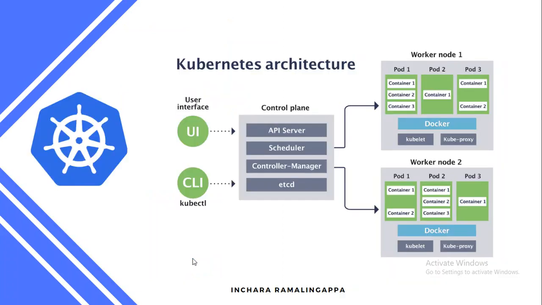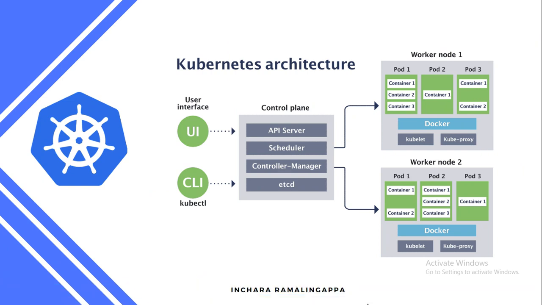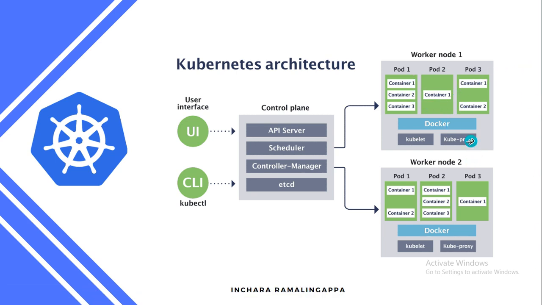And in the worker node, we have kubeproxy. Kubeproxy is like network rules in order to communicate between the containers. If I want to communicate between the containers, or communicate externally with the container, the network rules help. It's like a network rule to communicate between the containers.